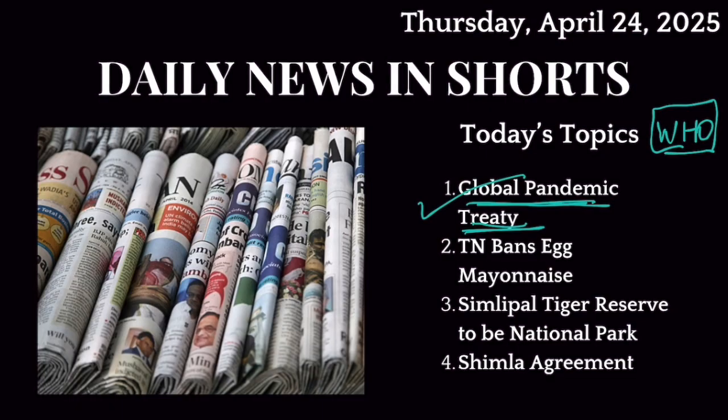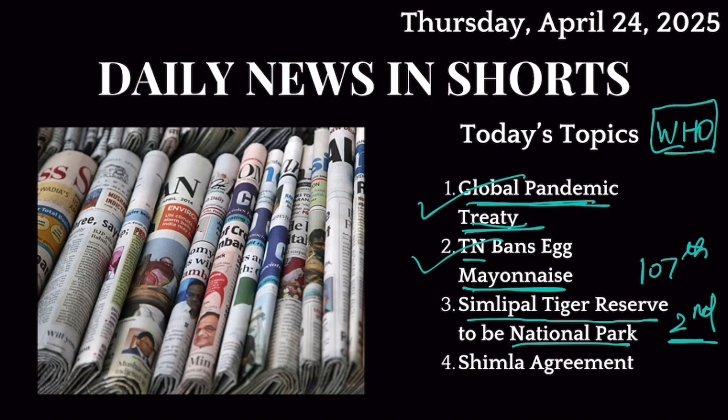We'll talk about all of that. Then recently, Tamil Nadu government banned mayonnaise. Mayonnaise is used in a lot of fast food dishes. So why did the Tamil Nadu government decide to ban it? Surely it has some health concerns. What are those health concerns? We'll talk about that. Then recently, Odisha government declared Simlipal Tiger Reserve to be a national park. This will be the 107th national park in the country and the second national park within the state of Odisha.